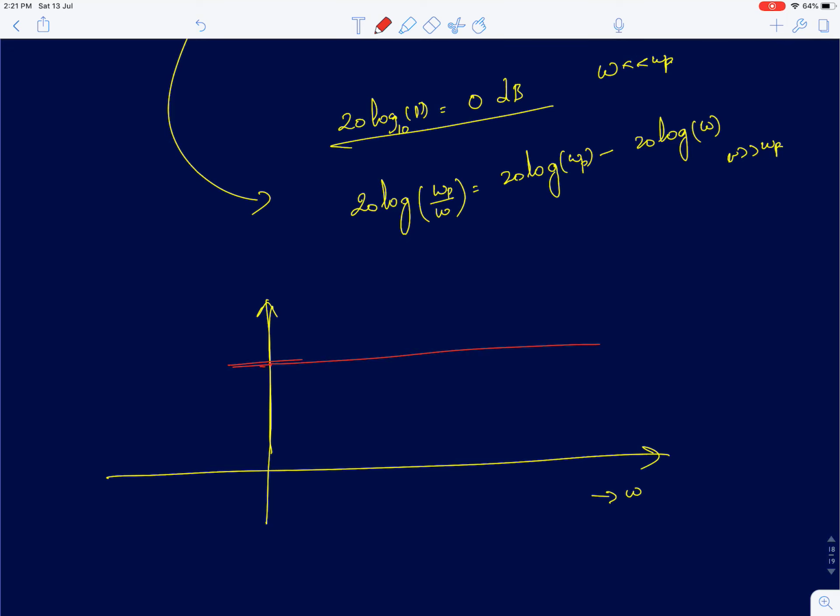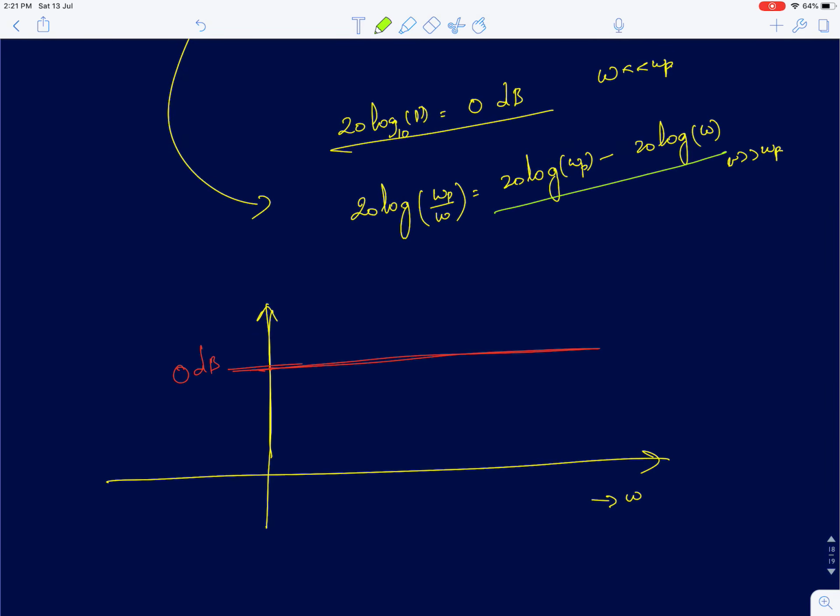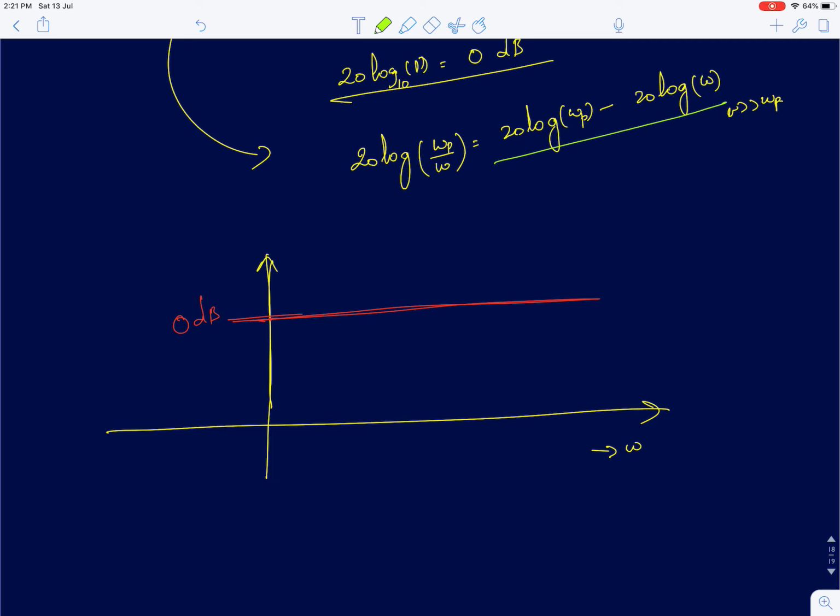This function is a constant which is at 0 decibels, and this function is a slightly different function. Now that I said your x-axis is on a logarithmic axis, we are plotting both on logarithmic axis. So this is also on log omega. If you look at this equation, if you assume log omega as a variable, this is a constant. Okay, this is a linear equation on the logarithmic scale.